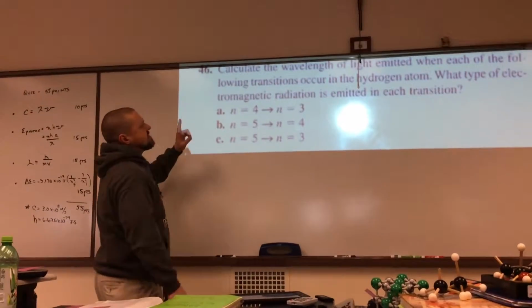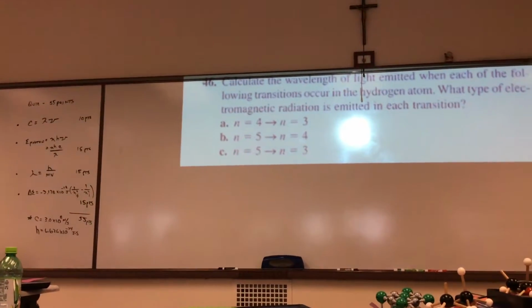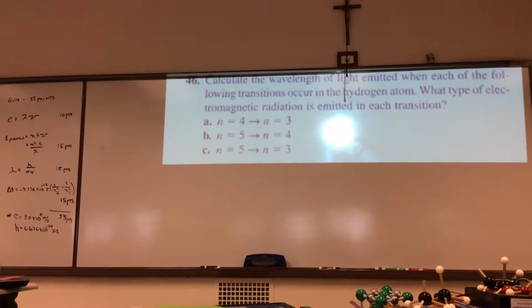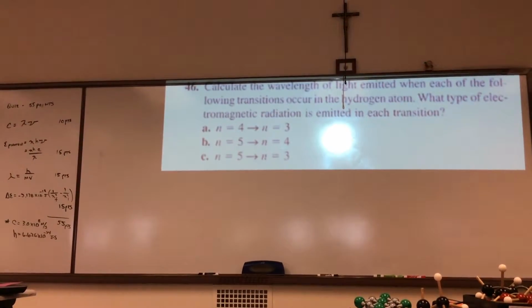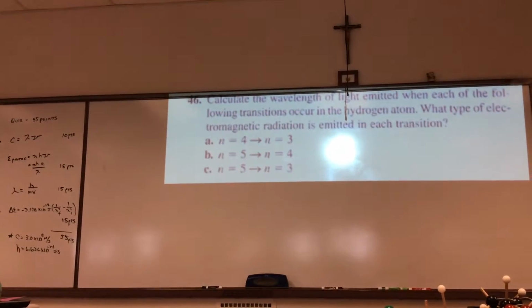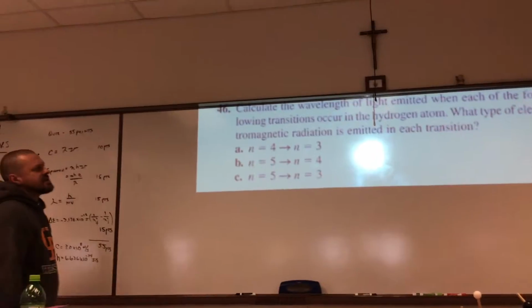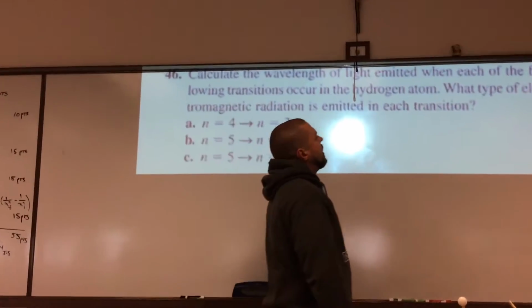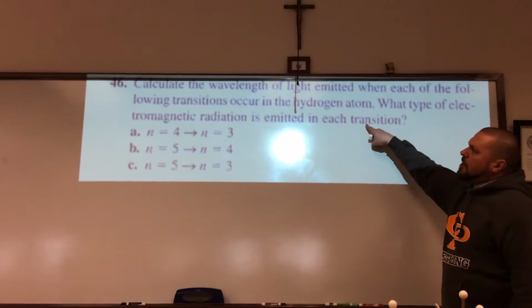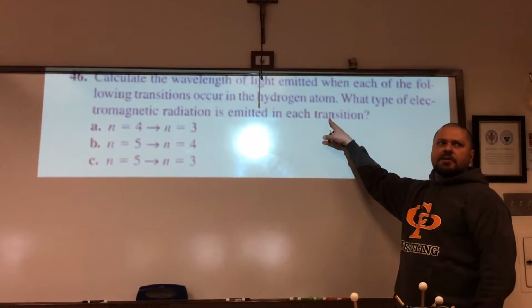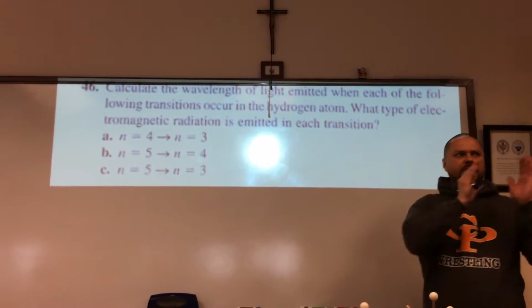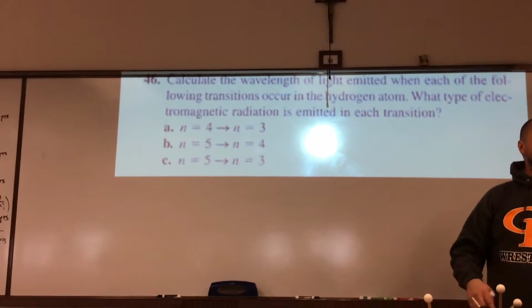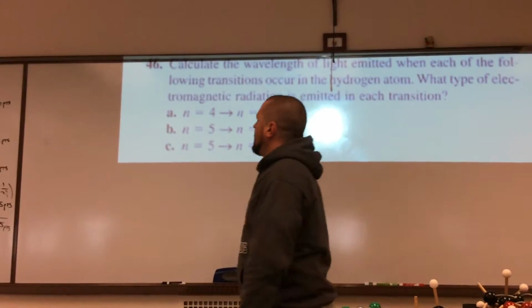Blow up beautifully. But this is: calculate the wavelength of light emitted by each of the following transitions that occur in the hydrogen atom. What type of electromagnetic radiation is emitted in each transition? Okay, well, the first thing is this. I could ask you a question like this, but I won't ask you the type of electromagnetic radiation because you'd have to know where the different frequencies or different wavelengths are, okay? So I won't do that, but we'll look it up anyhow.